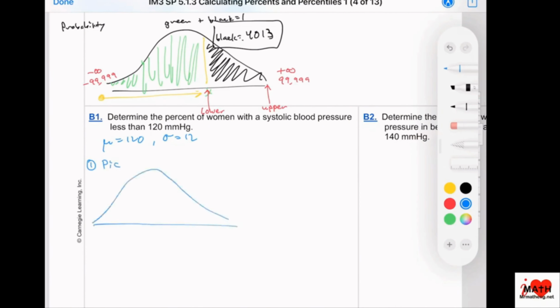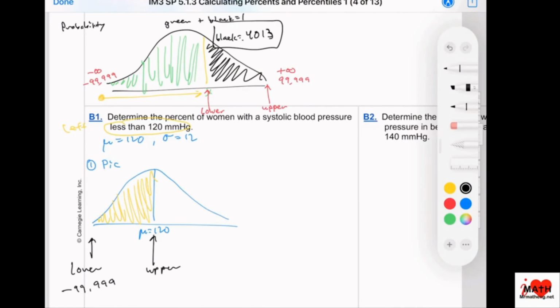Here's my picture, my curve, my mean is in the middle. And I want something that is what? Less than. Less than means, we learned previously, going towards the left. So basically we are finding out this picture right here. So again, this would be my lower bound, which I'm going to use like negative. You want to really use negative infinity, but we don't have that. And then here is actually my upper bound.